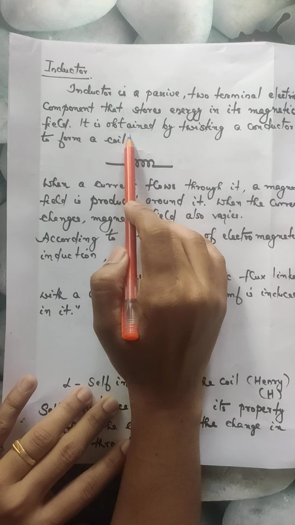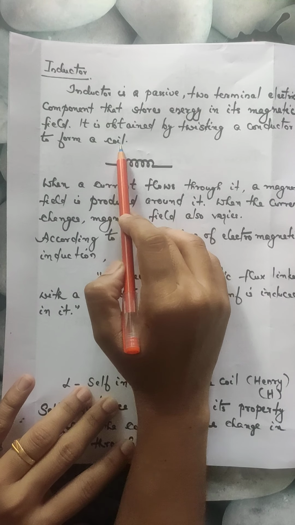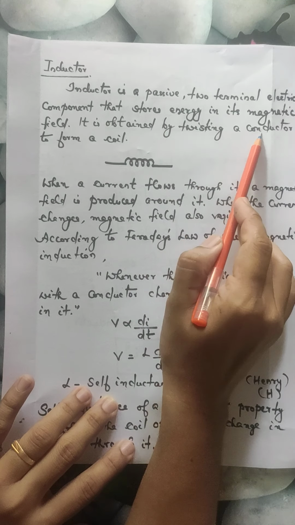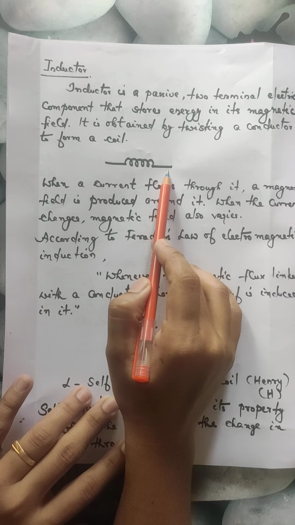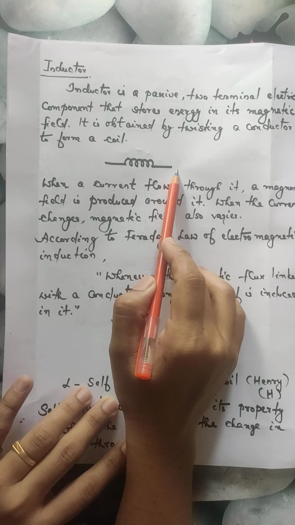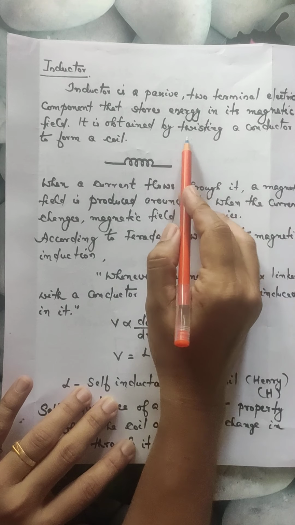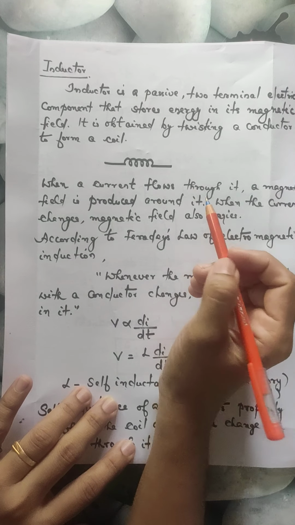An inductor is obtained by twisting a conductor to form a coil. If we twist a conductor in the shape of a coil, we will get an inductor. This is the circuit symbol of an inductor.